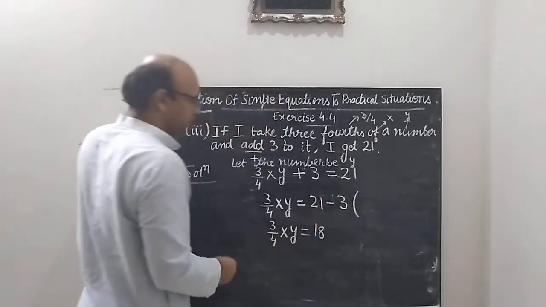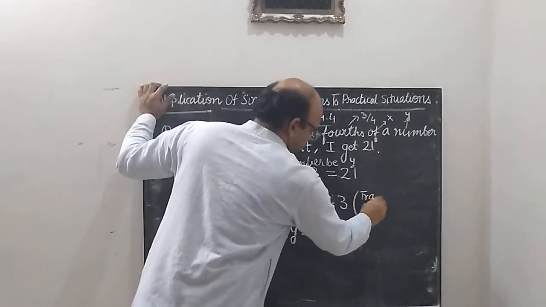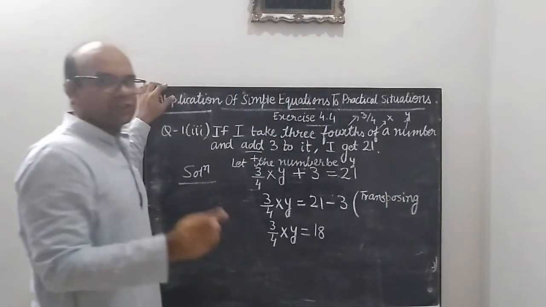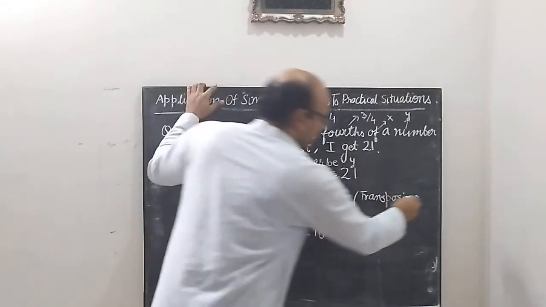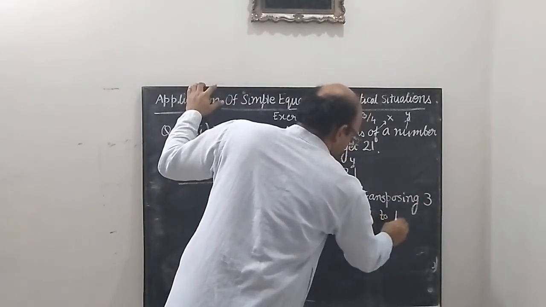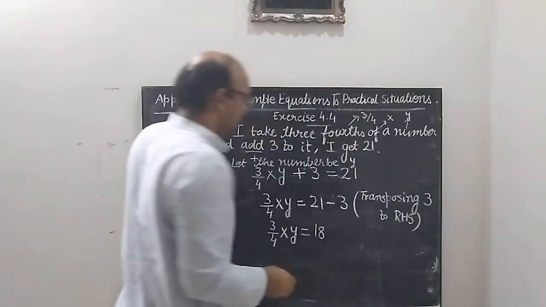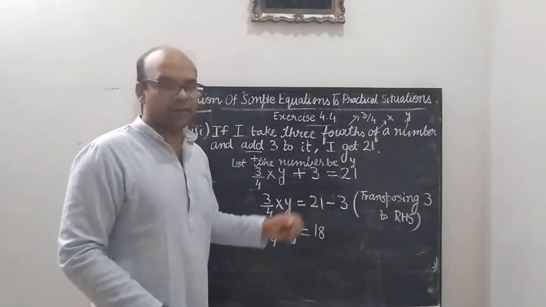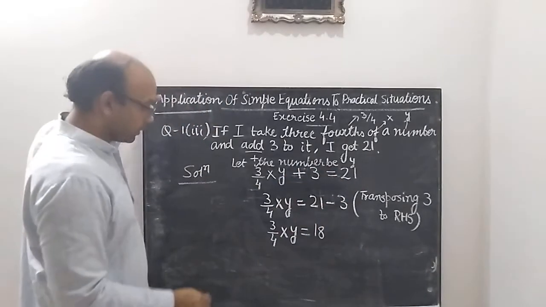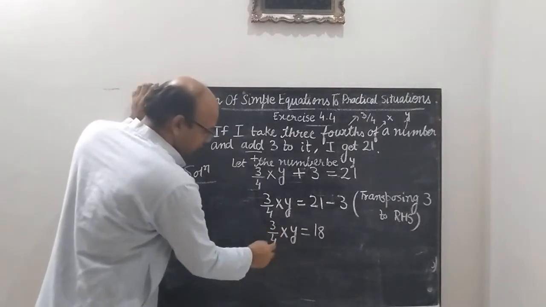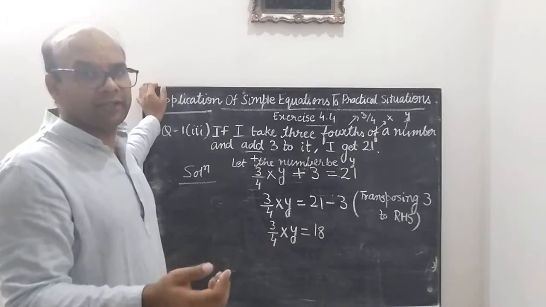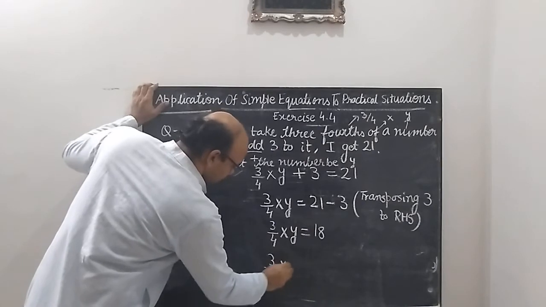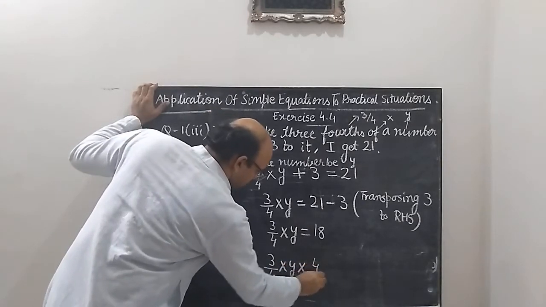What has to be written over here? Transposing 3 to RHS. And when you transpose, please take care of the sign. This is plus. When you take it to the other side, it has to be minus. Now 3 by 4 is there. To cancel it out, we multiply by its reciprocal, that is 4 by 3.